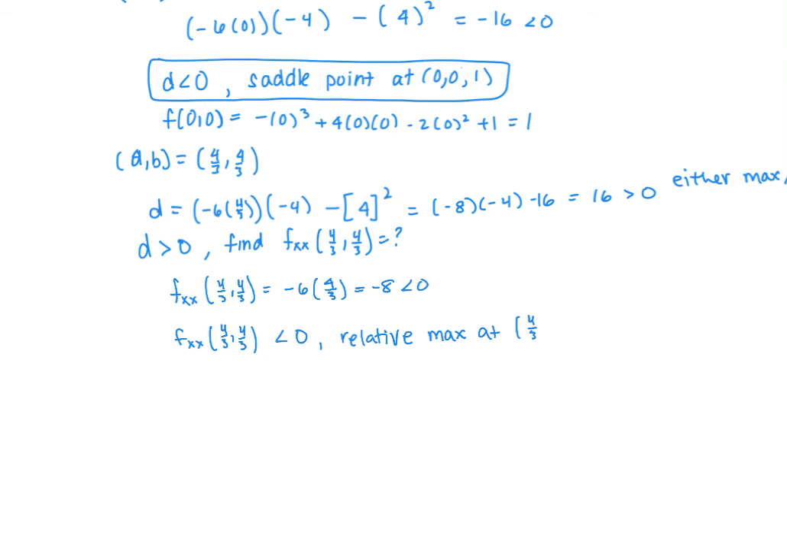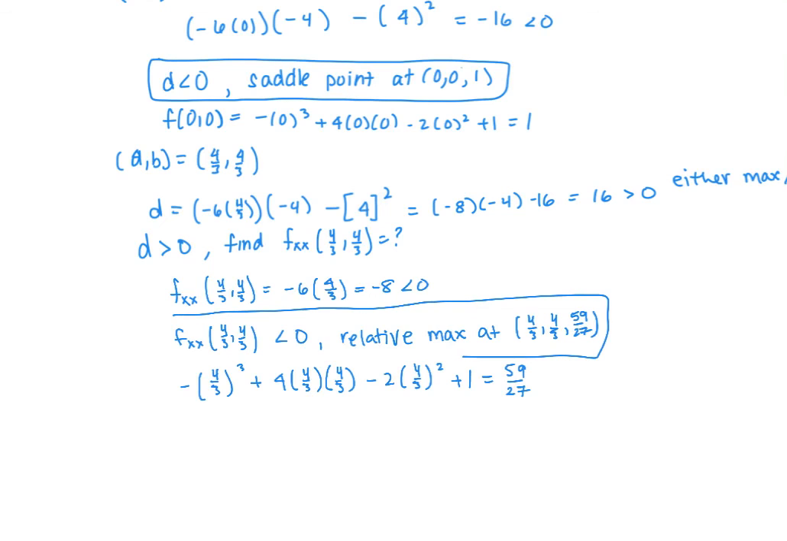at 4/3, 4/3, and I'm going to plug 4/3 into my original equation. Negative 4/3 cubed plus 4 times 4/3 times 4/3 minus 2 times 4/3 squared plus 1. And when I plug that in, I get 59/27. I used my calculator for that. Obviously, this is a long process, and you just have to remember the rule. Once you remember the rule, you just have to grind out the work here.